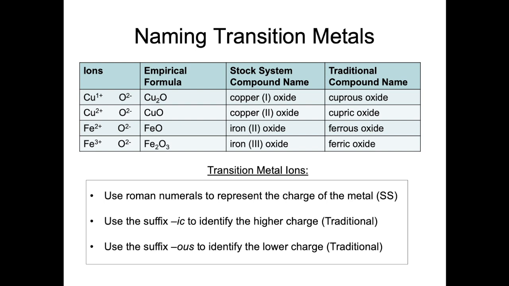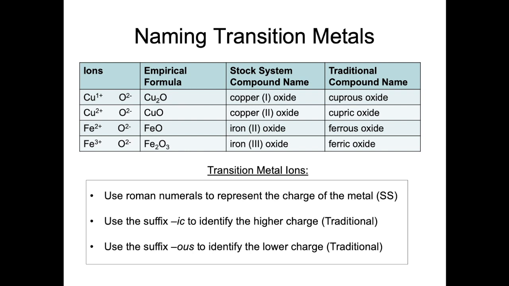So you can see in the first one, when copper has a positive 1 charge, the name is copper(I). When copper has a positive 2 charge, the name is copper(II). The Stock system is very straightforward. It's the most commonly used system now. However, you will also sometimes still see the traditional system used, where all they do is change the ending of the metal's name based on whether it has a higher or a lower charge.